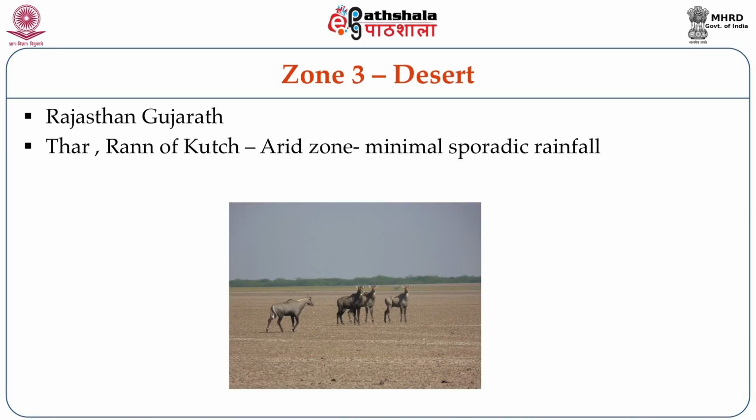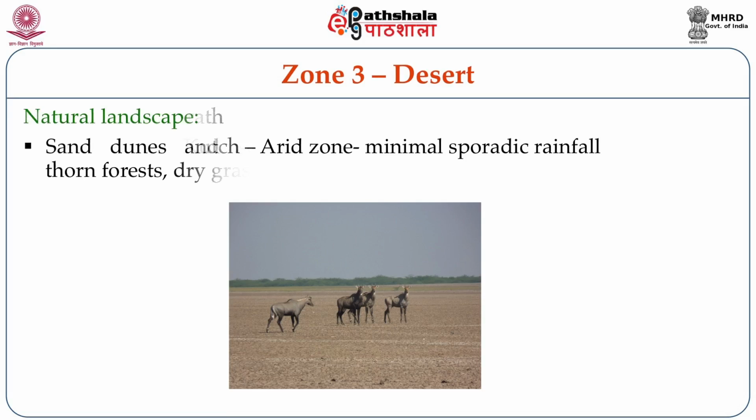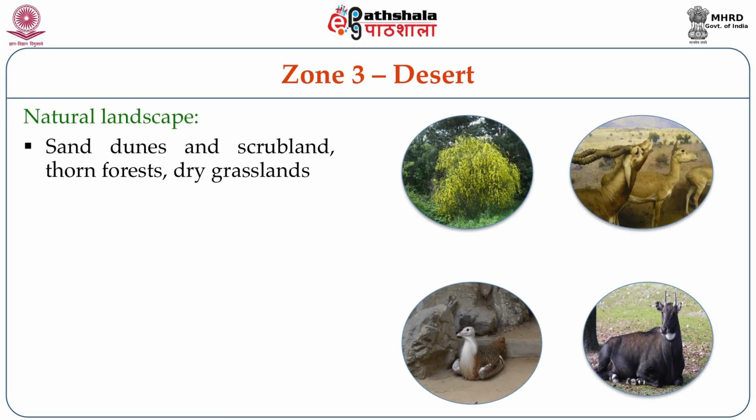And the Thar Desert is a very specialized ecosystem. It is an arid zone. It has very minimal sporadic rainfall. And some years it doesn't rain there at all in most parts of the Thar. The natural landscape, therefore, is sand dunes. There are thorn forests, and there are grassland belts. These semi-arid grasslands have their own complement of species. The flora is xerophytic. There are grasses and shrublands.